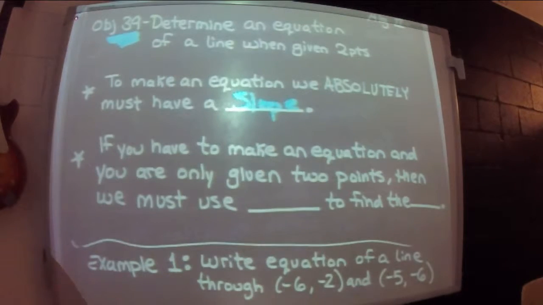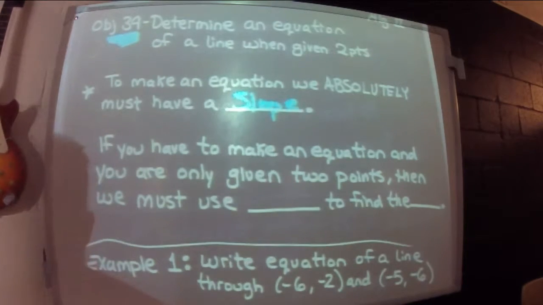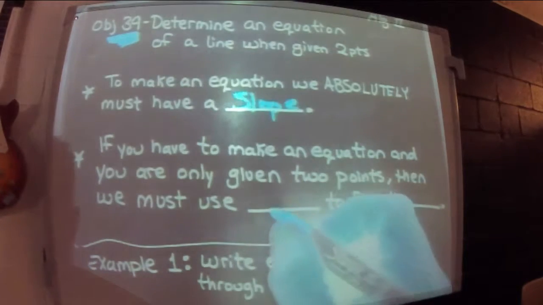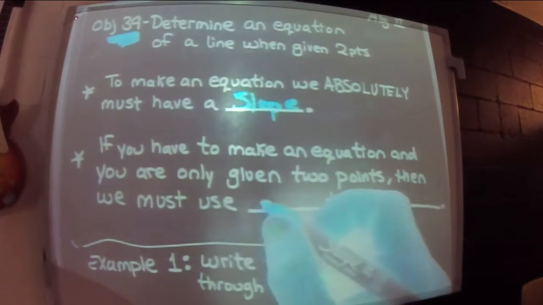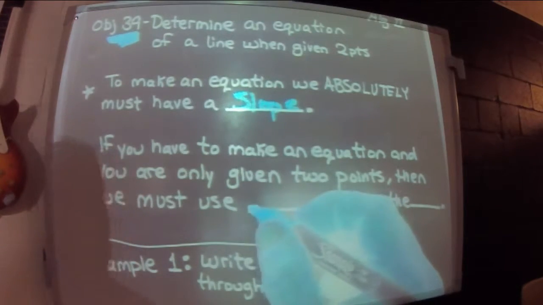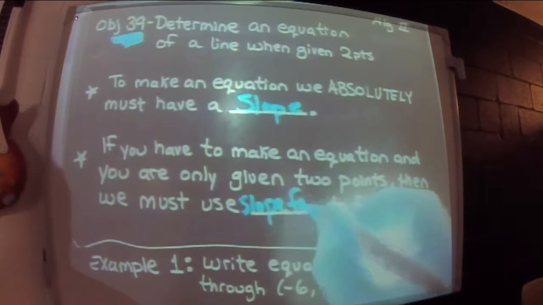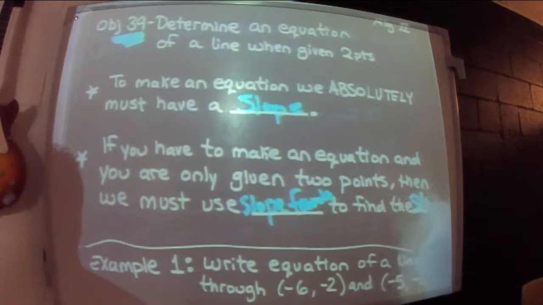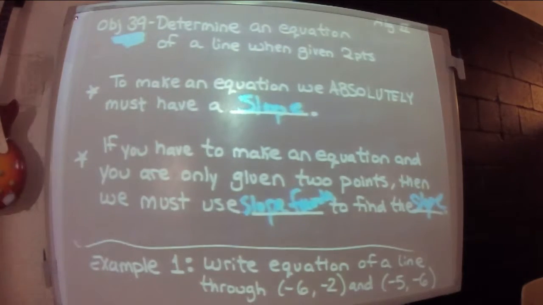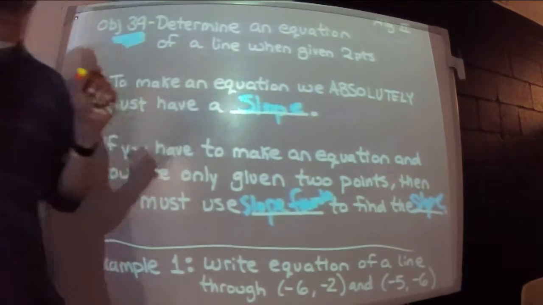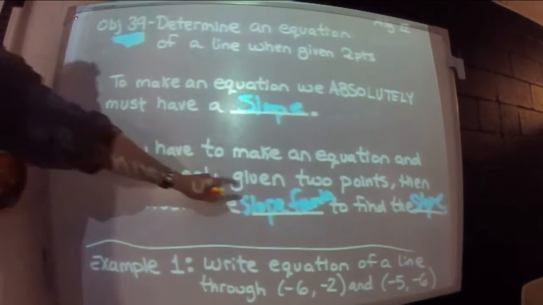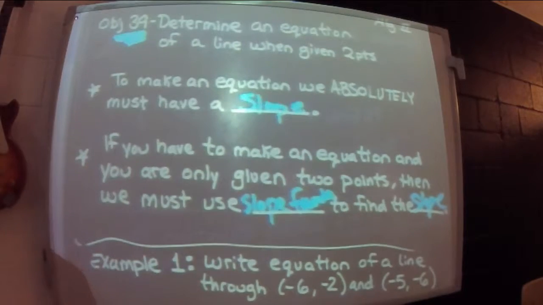What do you use to find the slope when you're given 2 points? Y2 minus y1 over x2 minus x1. What's that called? It's just a simple answer. That's called the slope formula. If you're given 2 points, you can always find the slope using the slope formula. So it is nasty of them to tell you to make an equation when they don't give you the slope, but we can find it ourselves using the slope formula. So here's an example.